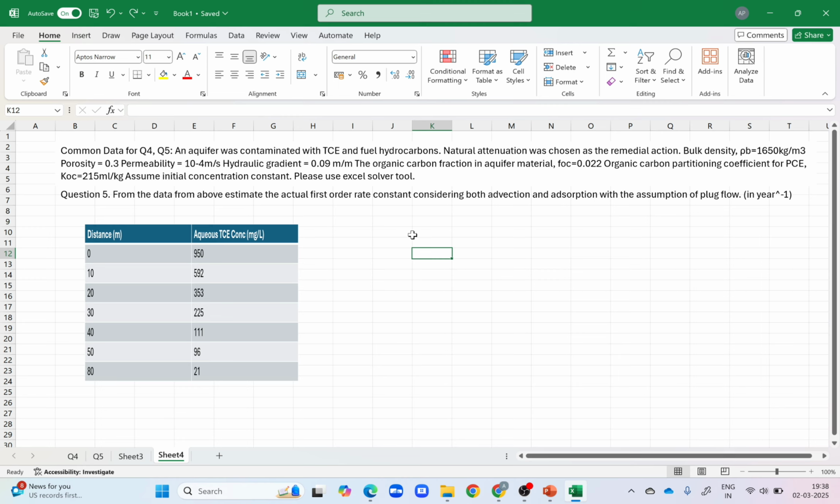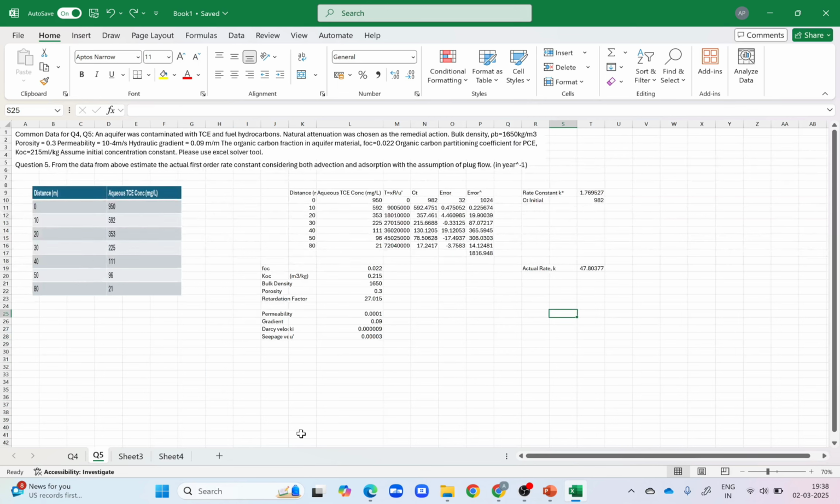Here the aqueous TC concentration with distance is given. The initial distance is 0 and the TC concentration is 950. So let's see how to solve this question. The question statement is that we have to find out the rate constant in per year, so we will do the calculation according to that.